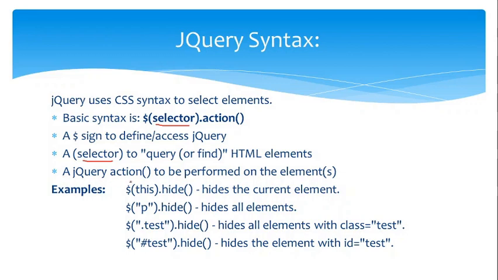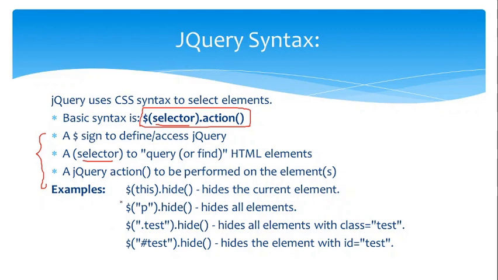A jQuery action is to be performed on the element. Whatever action you want to perform, you need to write that. So these three are important. First one is the $ sign, then the selector, and dot action, whatever action you want. This is the basic syntax of jQuery. We can say jQuery starts with the $ sign.